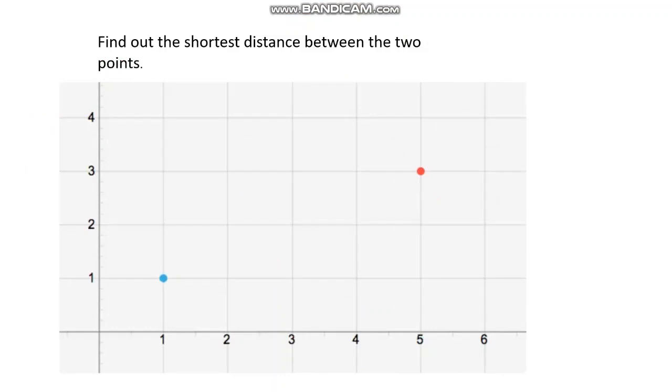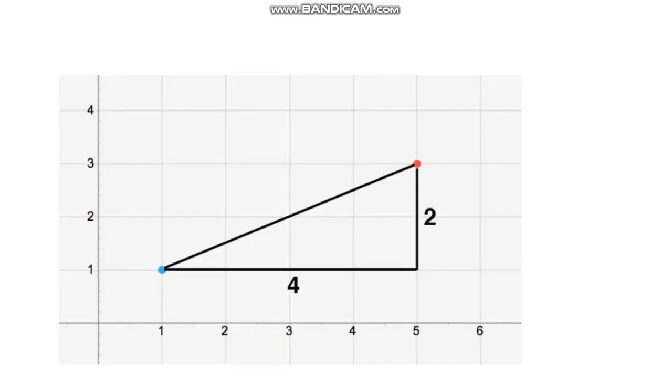Let's look at this question. Find out the shortest distance between the 2 points. If I create a right triangle here, I can say that the lengths of the legs are 2 units and 4 units. Now the question has changed. We want to find the length of the hypotenuse. If I apply the Pythagorean theorem, I can say that c squared equals 4 squared plus 2 squared. That means c squared equals 20. And the shortest distance between these 2 points is square root of 20.